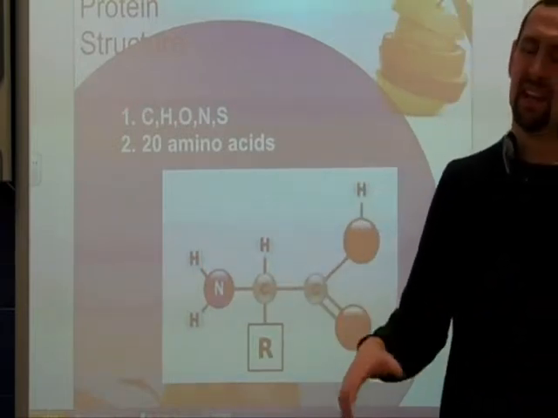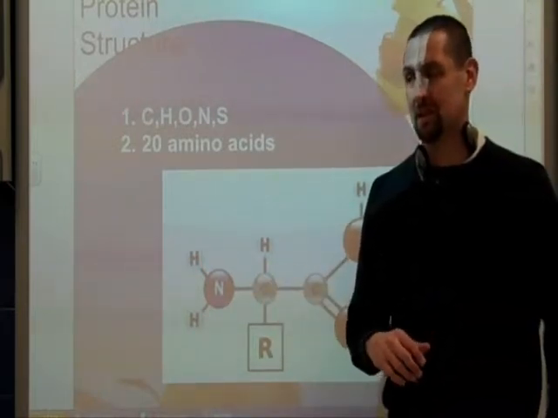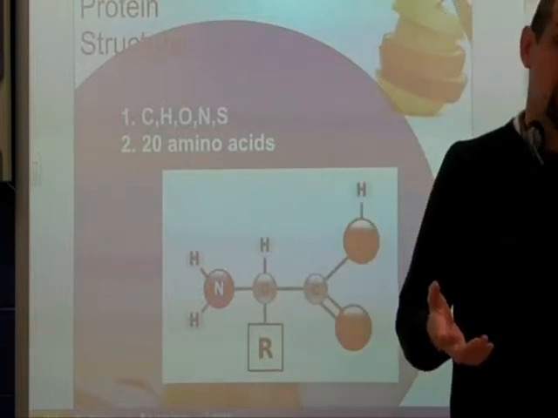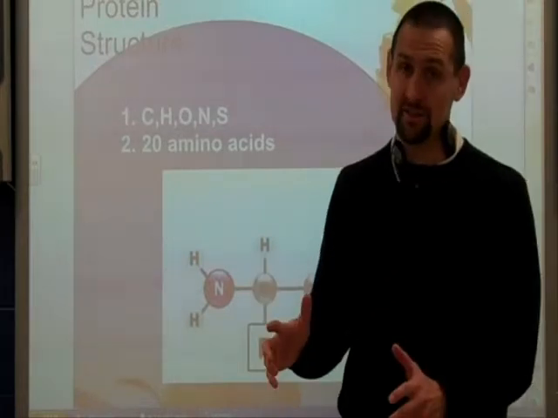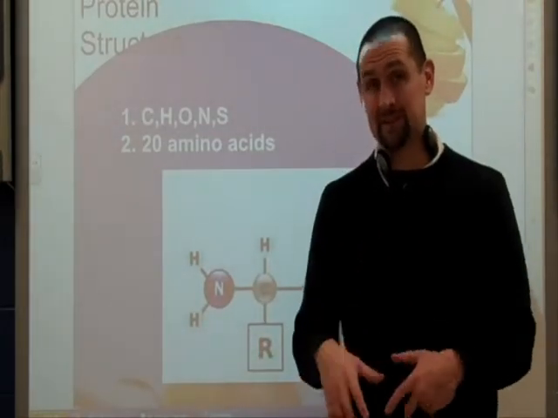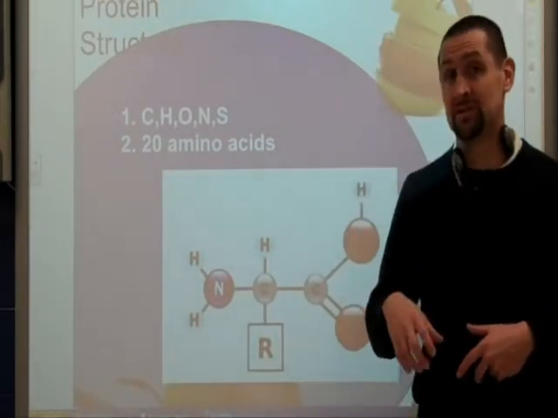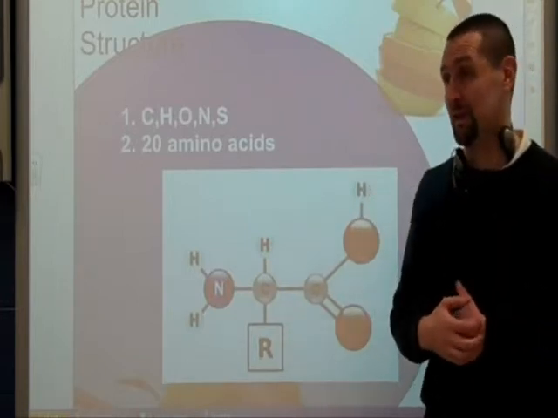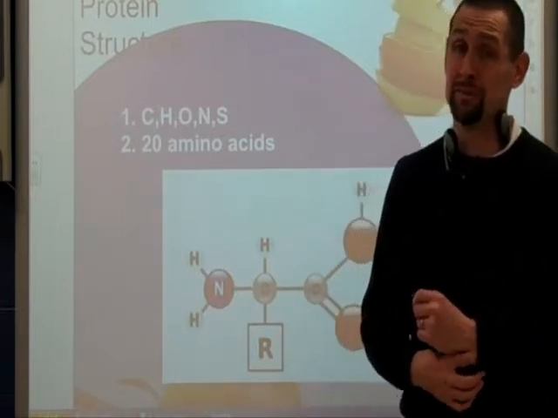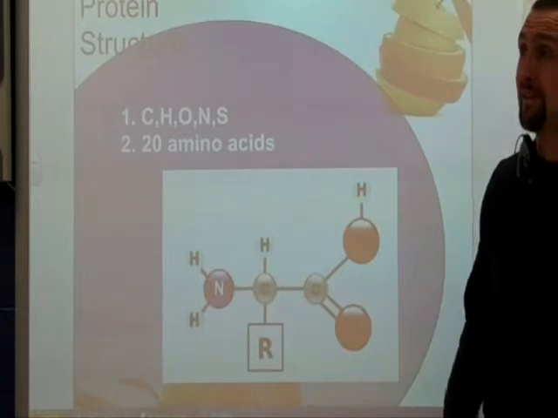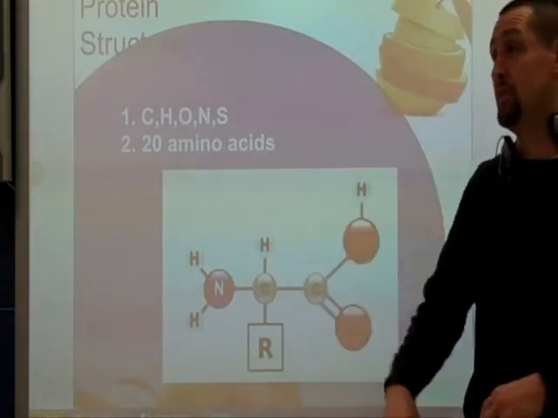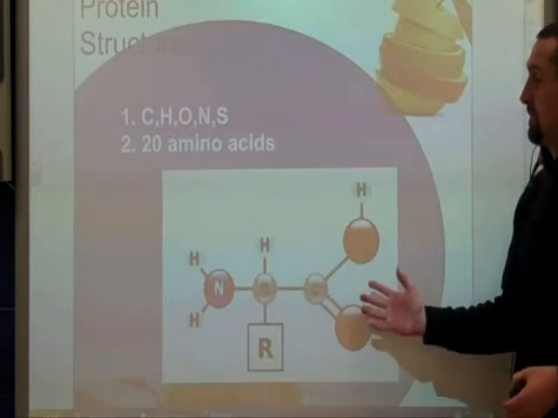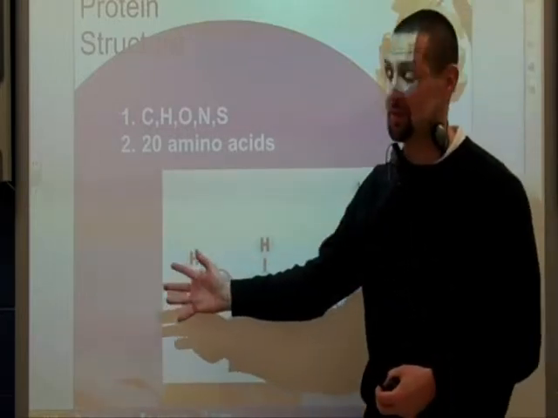Some literature will say 11 is close. The other 8 or 9, depending on how you look at it, are going to be essential. That means you have to eat these amino acids. Your body just can't make them from raw materials. You have to actually consume those amino acids, which is why it's difficult sometimes for vegetarians, because they have to make sure they get the amino acids in the right combinations to be able to make useful proteins for your body.